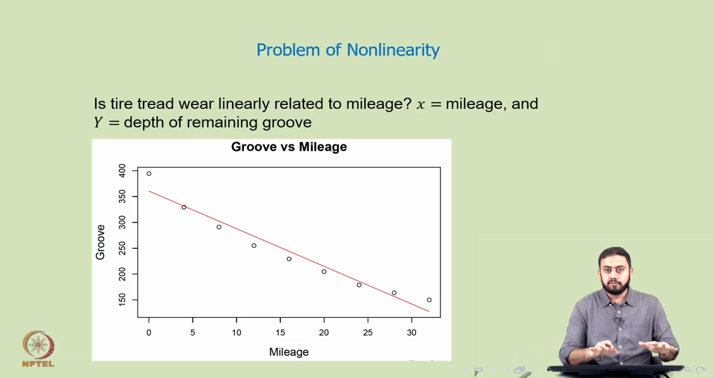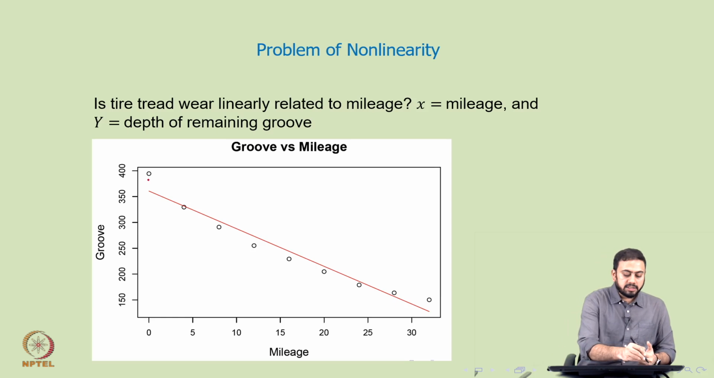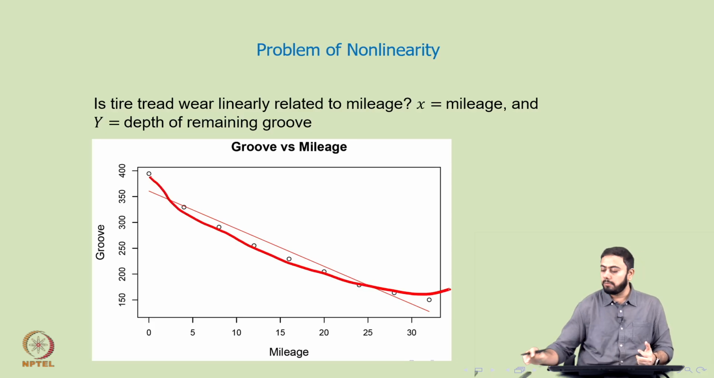Let us highlight the problem of non-linearity here. This is an interesting data set: is tire tread wear linearly related to mileage? On the x axis you have mileage, and on the y axis you have groove, the depth of remaining tire tread groove. This is just a scatter plot to begin with, and you can see that the red line is doing a good job, but there is a small curvature here. A small quadratic model or some sort of non-linear model will be slightly better. So, linearity might be a problem.